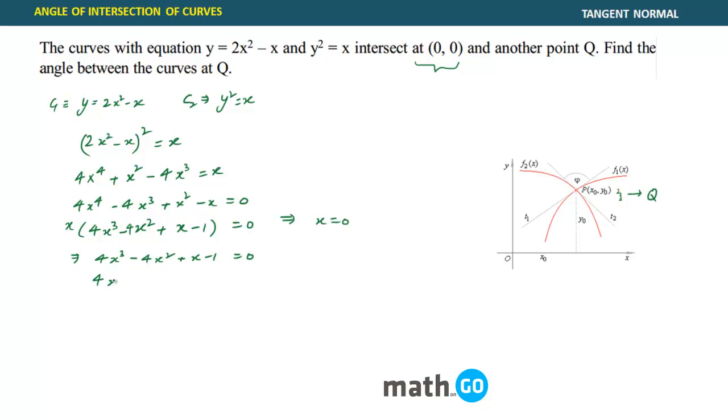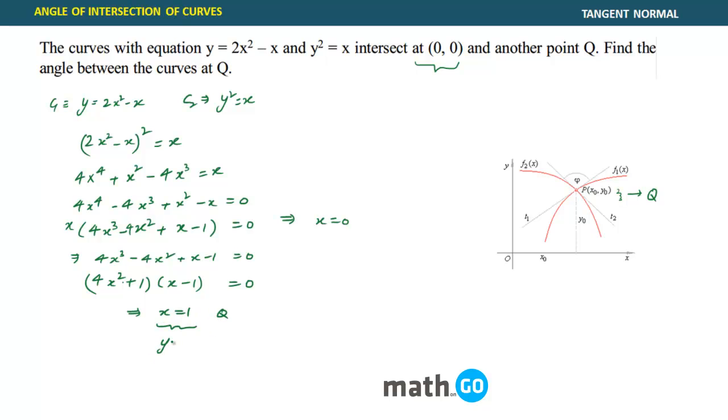If you clearly see, you can take 4x square common here, so it will become 4x square plus 1 into x minus 1 equal to 0. And here this quantity will not be 0, so the only solution will be x equal to 1. So this is actually the abscissa of your point Q, whose abscissa is x equal to 1.